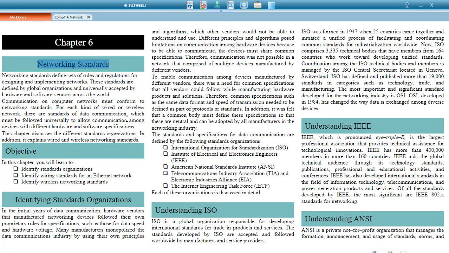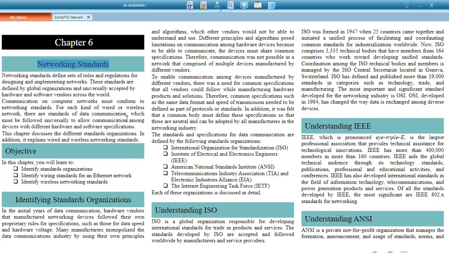Networking standards define sets of rules and regulations for designing and implementing networks. These standards are defined by global organizations and universally accepted by hardware and software vendors across the world. Communication on computer networks must conform to networking standards. For each kind of wired or wireless network, there are standards of data communication, which must be followed universally to allow communication among devices with different hardware and software specifications.